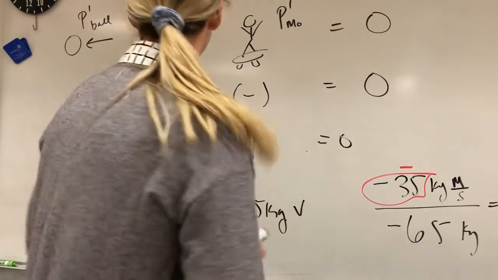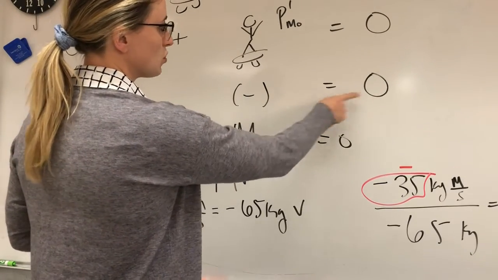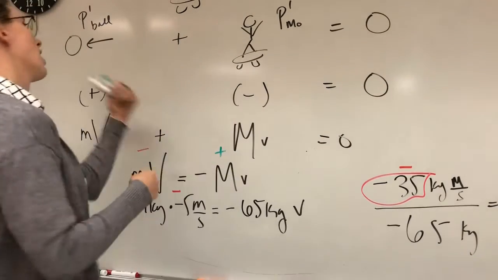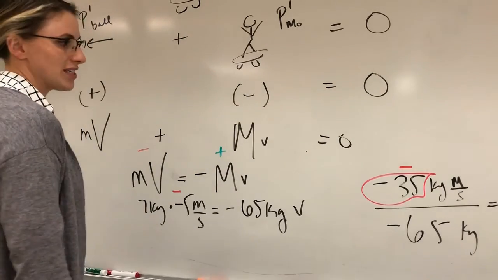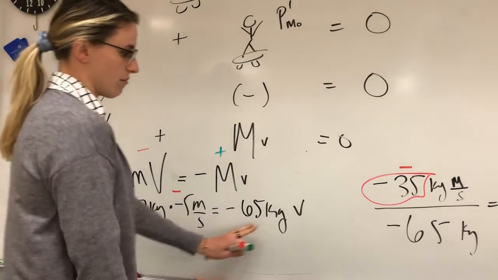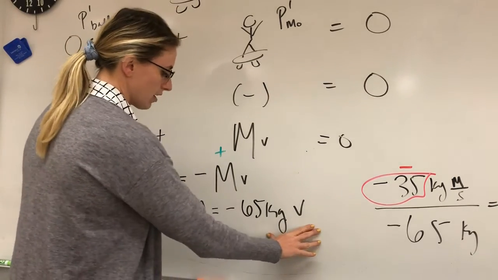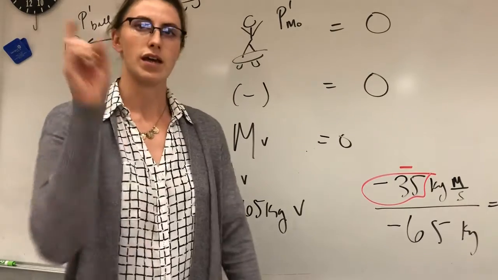Ultimately, what you need to understand is that in order for my explosion, which equals 0, to work out, these two have to cancel each other out. And we see that here. We have our mass times our velocity, and we have our mass times our velocity. We divide by our mass to get our velocity by itself, and that is the velocity that Miss Mo was moving that way.